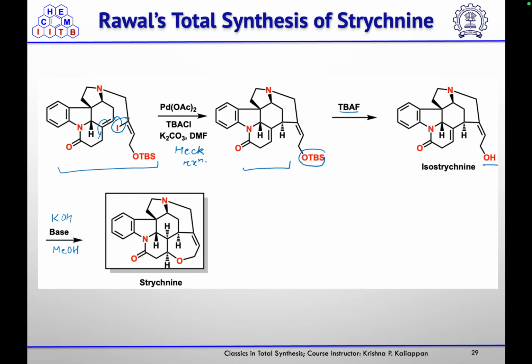Again, that double bond will migrate, and then OH will attack in 1,4 fashion to give the corresponding strychnine. So this is how Rawal's group completed the total synthesis of strychnine using Diels-Alder reaction as their key step, and Heck cyclization to complete the total synthesis of strychnine.